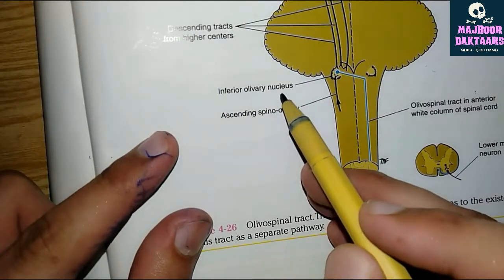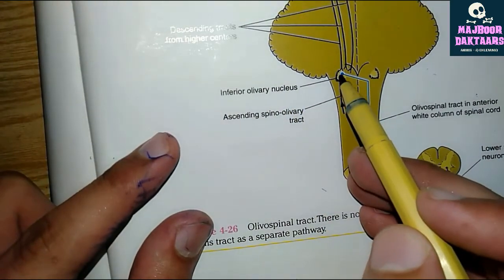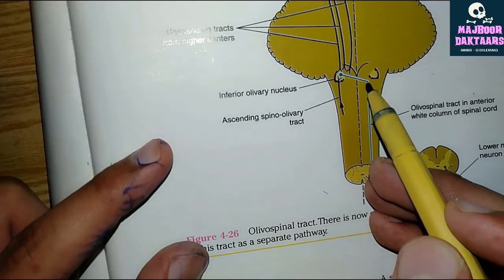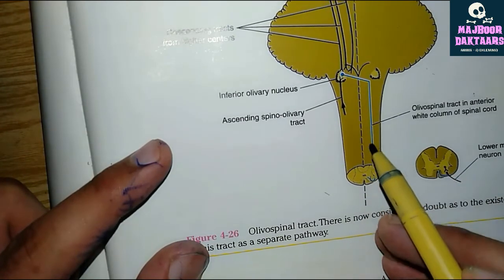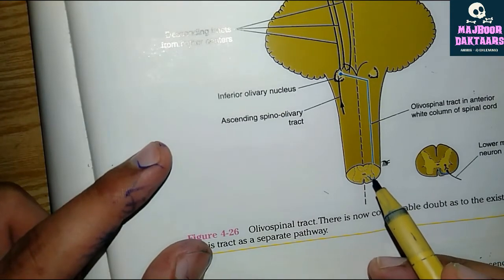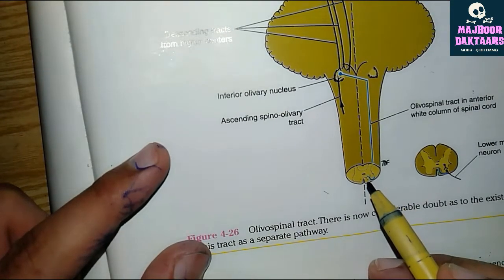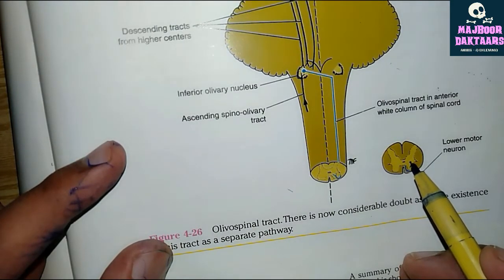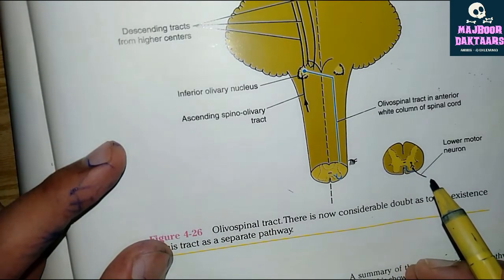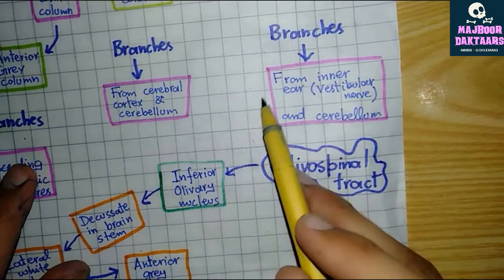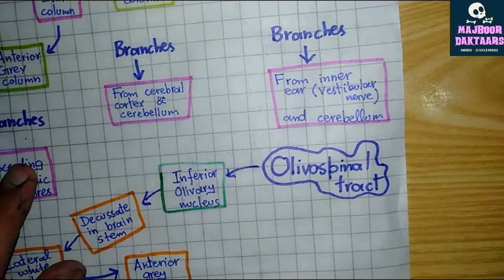Here is the inferior olivary nucleus in the medulla, the olivary region of the medulla. The fibers decussate at the level of the brain stem, then descend down in the lateral white column, then move to the anterior gray horn. In the anterior gray horn, they synapse with the interneuron, and then the interneuron synapses with the motor neuron. That is the olivospinal tract. Its function is not well known.